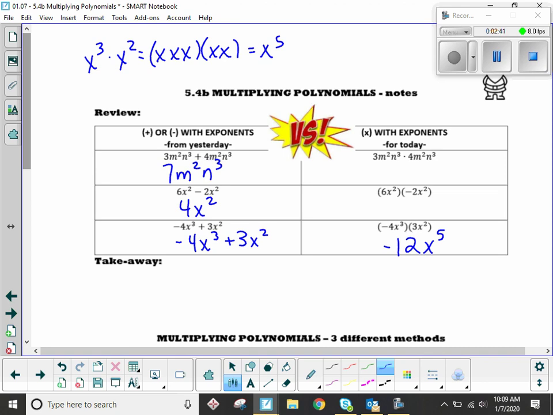Going back to the top problem, 7m squared n cubed. Don't change the powers when you're adding, but when you're multiplying, here's how that would look. In each chunk, you do the math. For example, you do the 3 times the 4, because those are like terms. That's 12. And then you look at the m's next. How many m's are there altogether? 4. And then what about the n's? 6, okay?